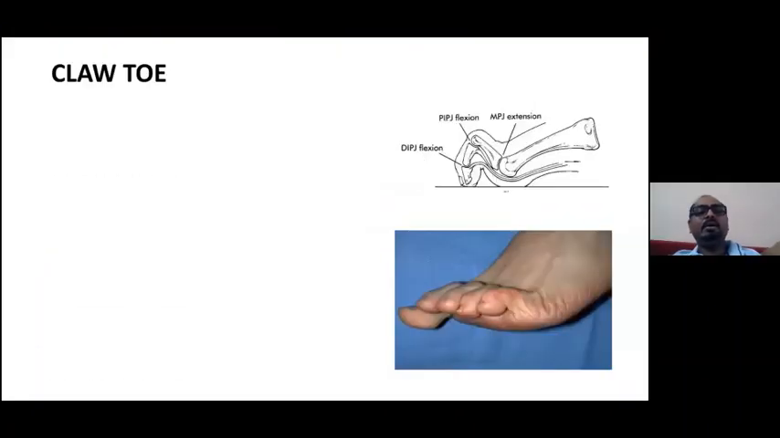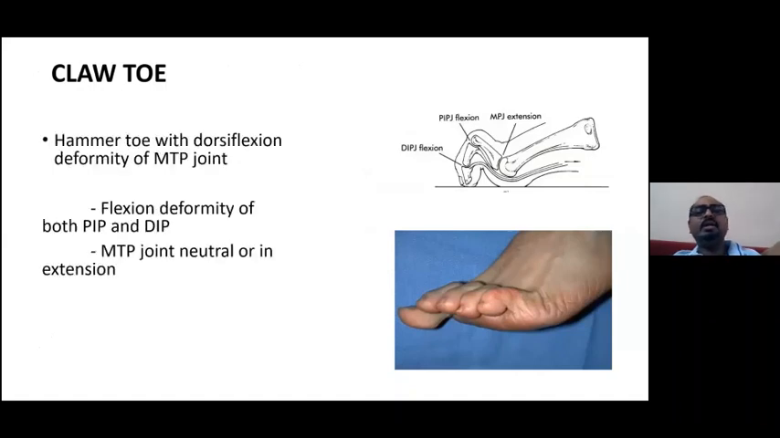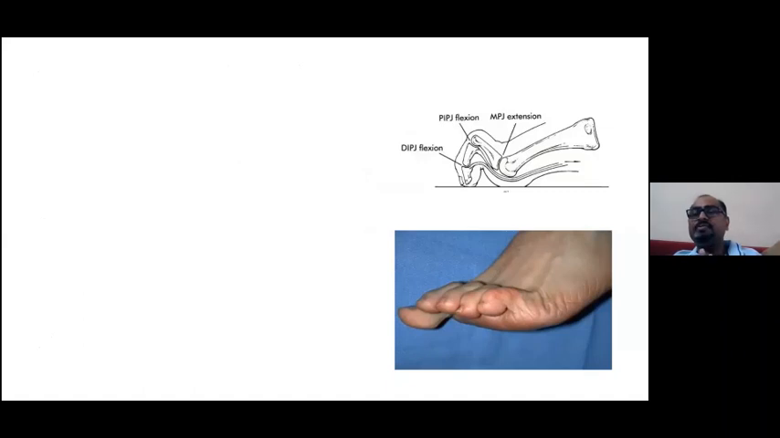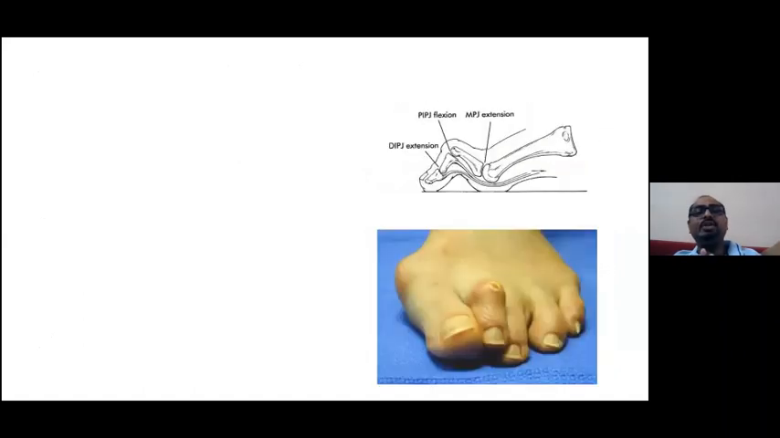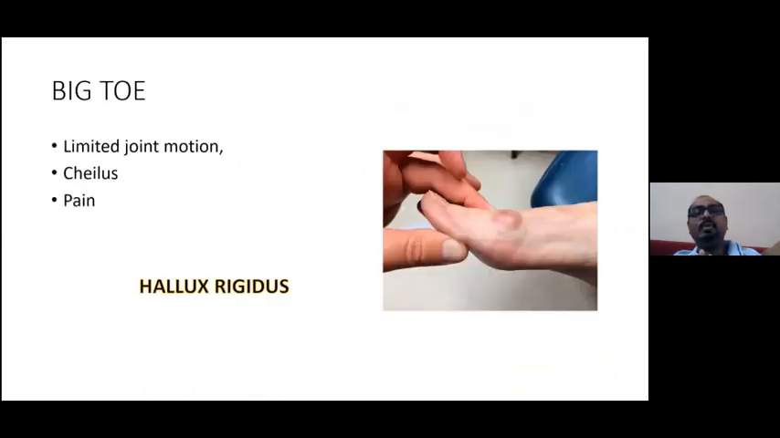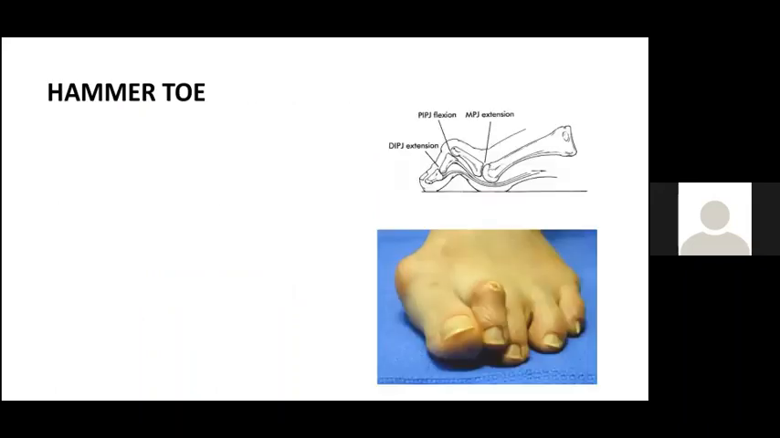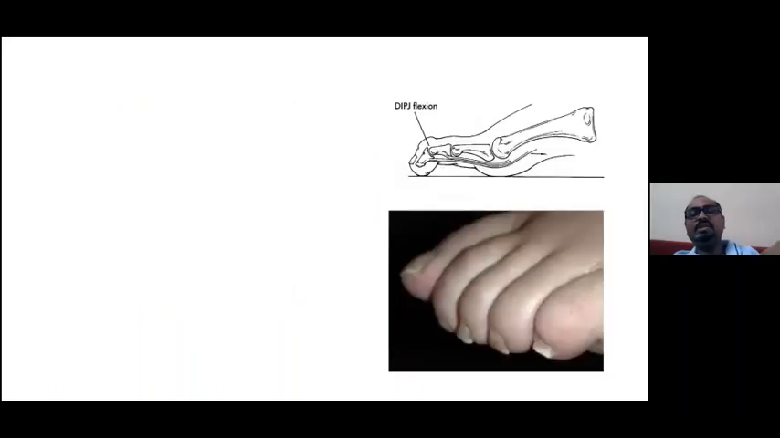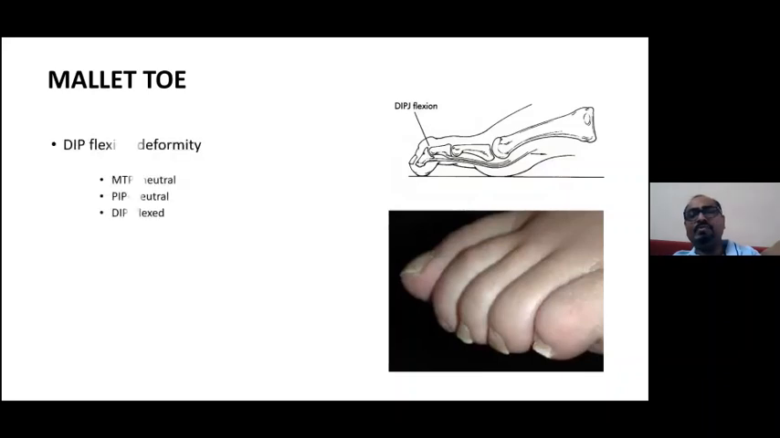And claw toe, what is claw toe? Having all the deformities together. The PIP and the DIP joint all together form the claw toe. You understood the difference? The claw toe, mallet toe, and the hammer toe. And this is the hallux rigidus. So these are the 3-4 things you should know about the toe deformity.